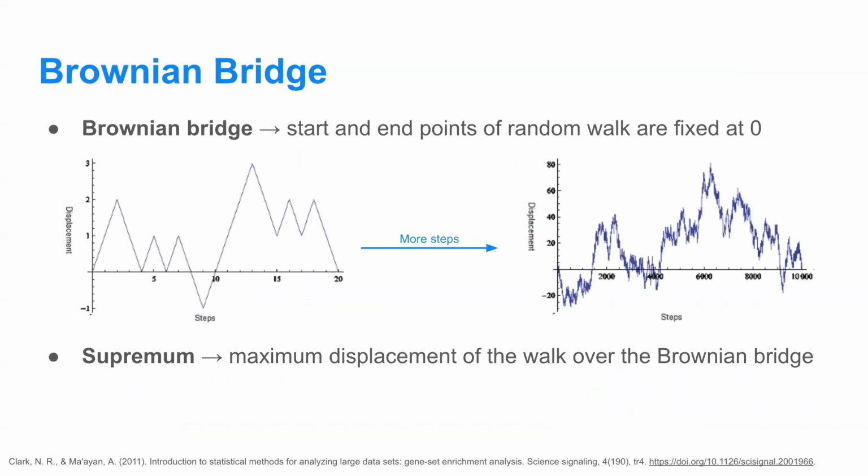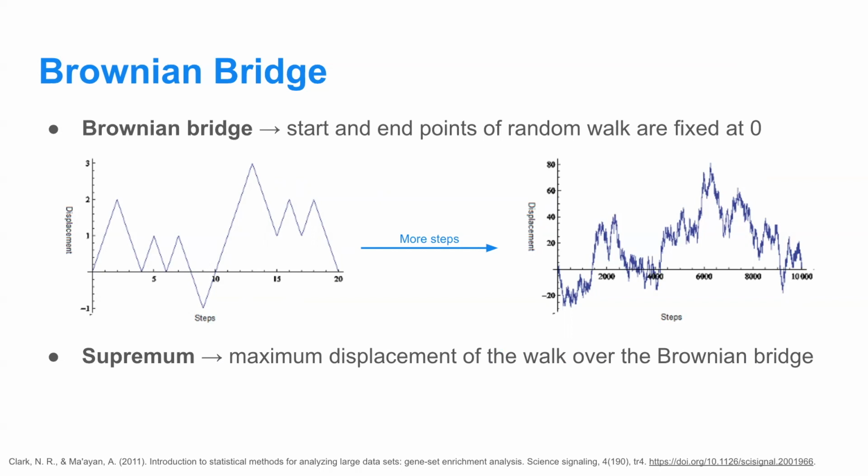The Brownian Bridge plot follows that same concept of random steps, except the start and end points of this walk are fixed at 0. So you start at 0, you end at 0, but the steps in the middle are random. Once again, you can see that as we increase the number of steps we're taking, you see a lot more fluctuation.